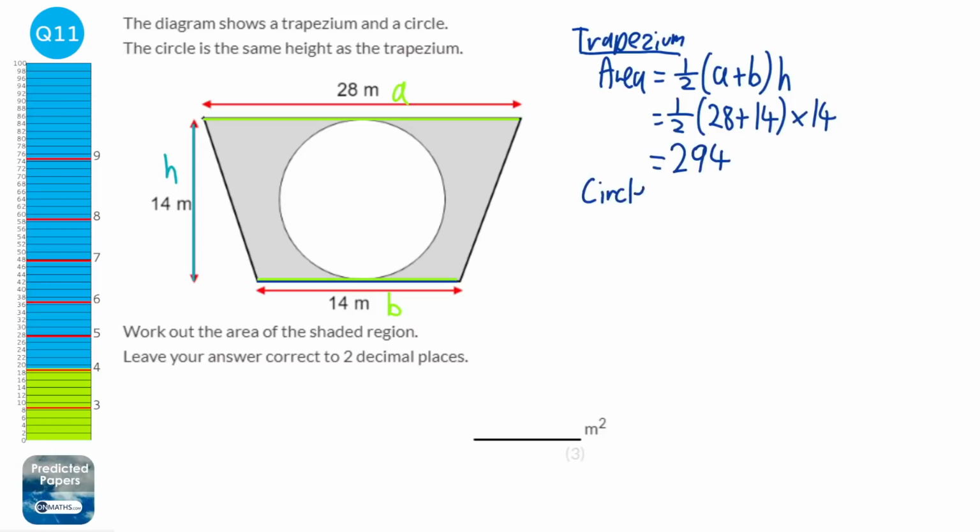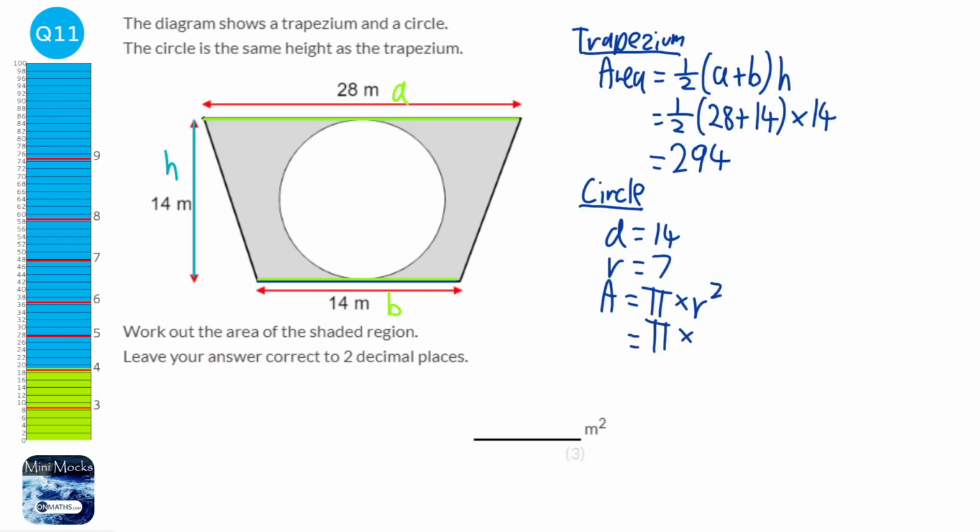Next we'll do the circle. Now it doesn't look like we've got anything for the circle, but actually the height here is actually the height of the circle as well. So the height of the circle is the same as the diameter. So the diameter of the circle is 14, therefore the radius would be half of that, which is 7, and the area of a circle is pi times the radius squared. So it would be pi times 7 squared, which will be 153.938 and so on. Now I'll keep that in my calculator, because next we'll do the shaded area part.